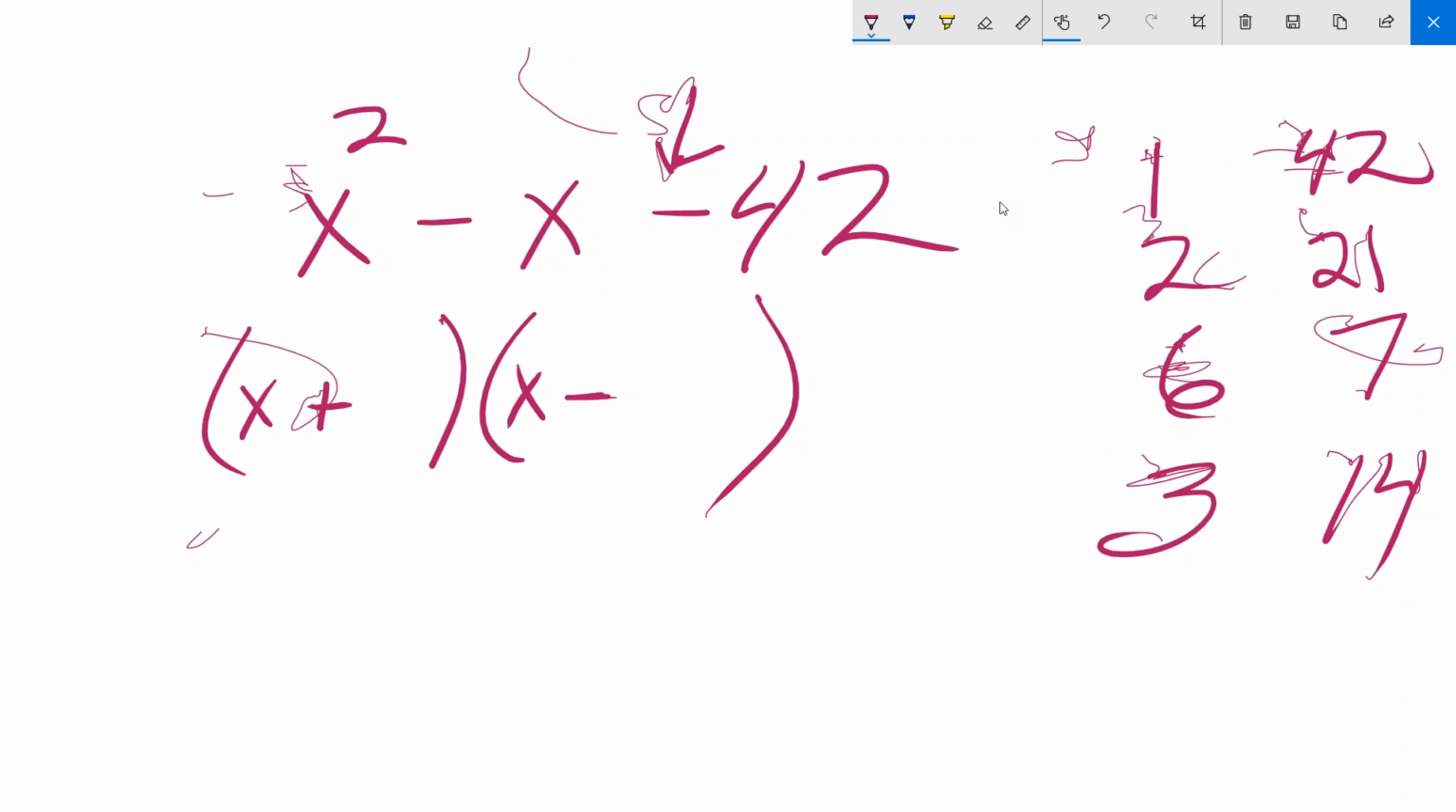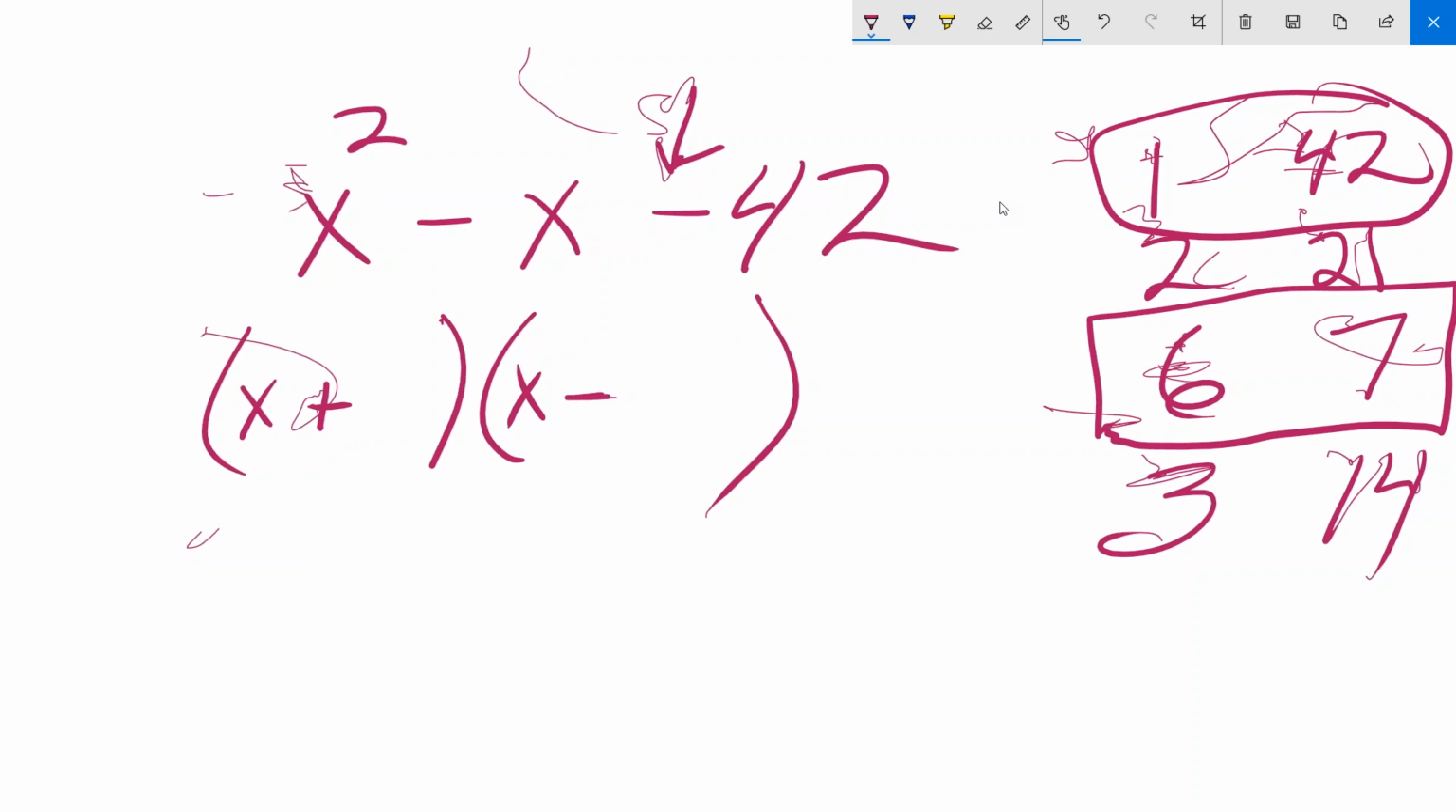So we're looking for factors of 42 that subtract to 1. Which ones are they? The first pair? Those factors don't subtract to 1. In other words, our factors are 1 and 42, 2 and 21, 6 and 7, and 3 and 14. Which ones subtract to 1? 6 and 7? Yeah. Now, that's the first 3 steps accomplished.